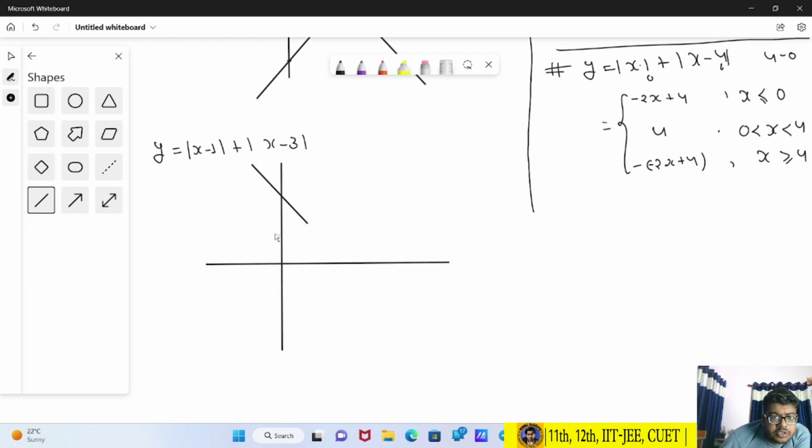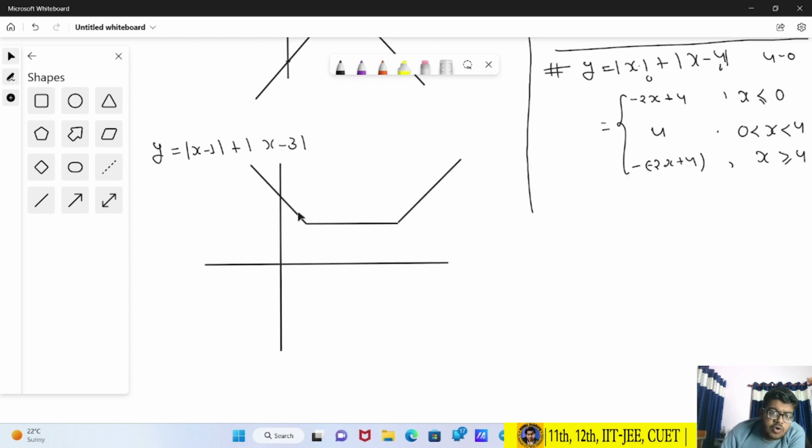Suppose this is a boat. We always draw a boat. Now the turning points are 1 and 3, so these are 1 and 3.